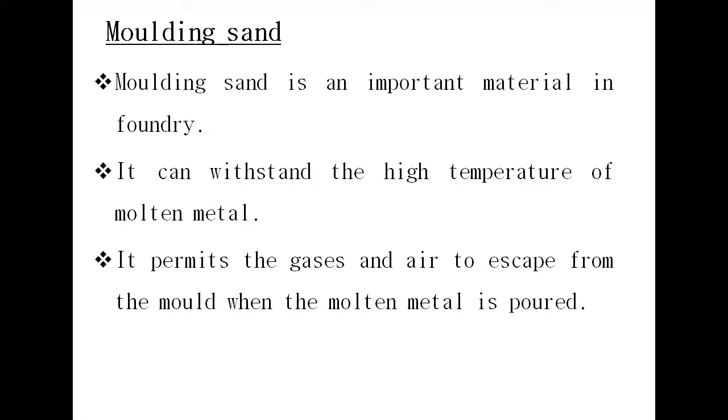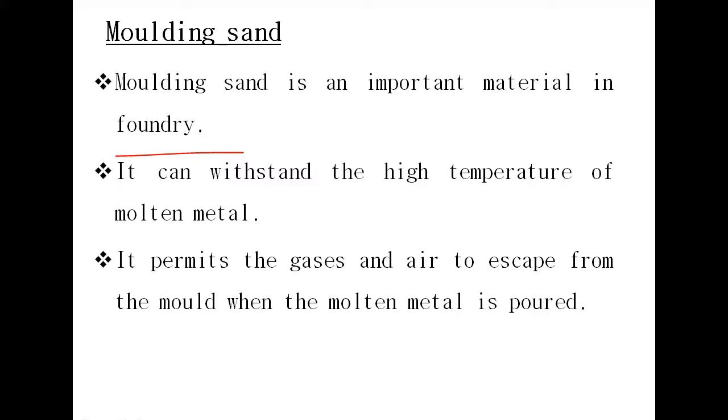Molding sand. Molding sand is an important material. What are the elements present in that molding sand? Based on that we get the quality of the product. It can withstand the high temperature of molten metal. It also permits gases and air to escape from the mold when the molten metal is poured.